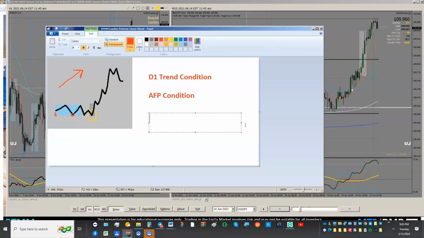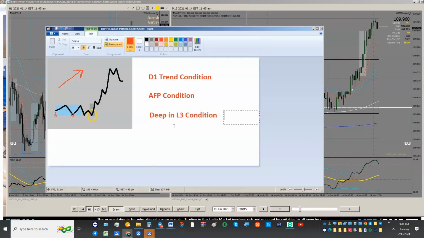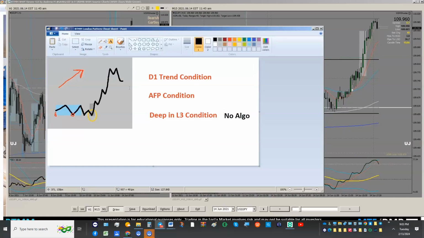The one possible variation to this would be deep in L3 condition, which of course happened on Monday in a lot of pairs after a gigantic drop. I think though this one, I have no algo reference for this, so I'm not going to put it out there to look at. I have no algo to back that up, whereas I have conservatively hundreds of hours of algo in these two variations: the D1 trend condition and the AFP condition. So that's the only way I would look at this setup.